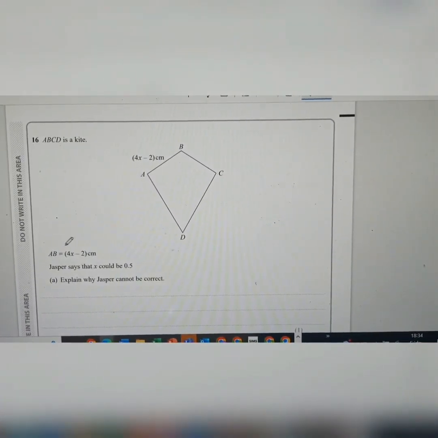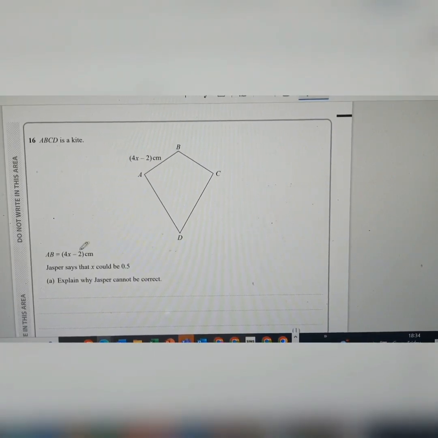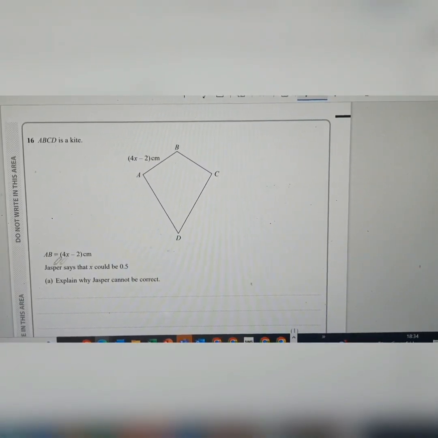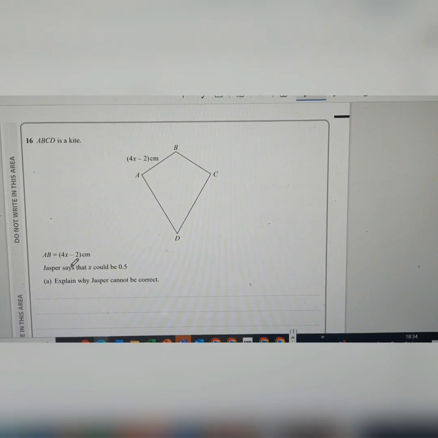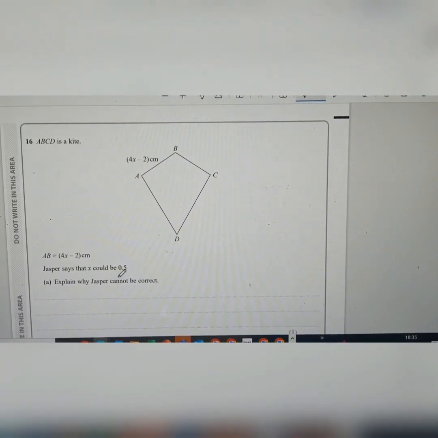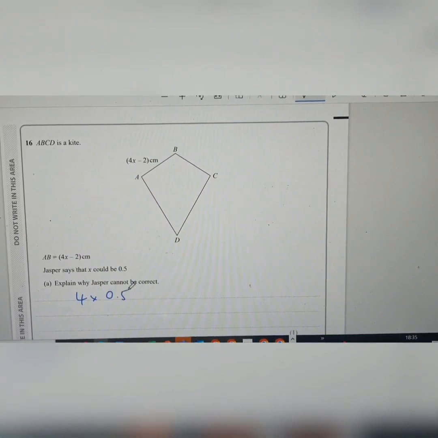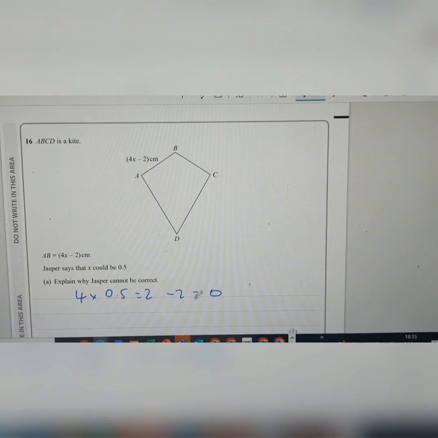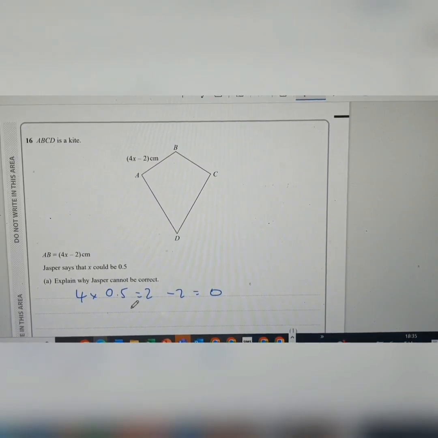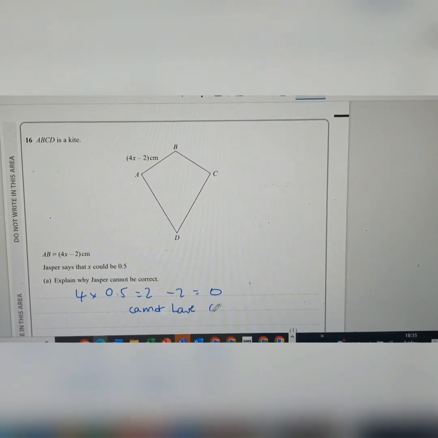ABCD is a kite. AB is equal to 4x take away 2. Jasper says that x could be 0.5. Explain why Jasper cannot be correct. So 4 times 0.5 is 2. Take away 2 is 0. So that cannot be. So you cannot have a 0 centimeter side.